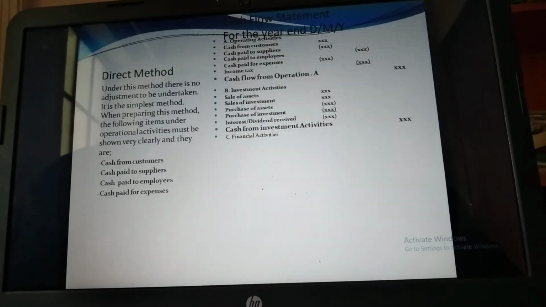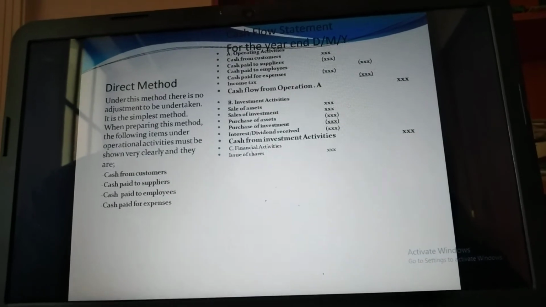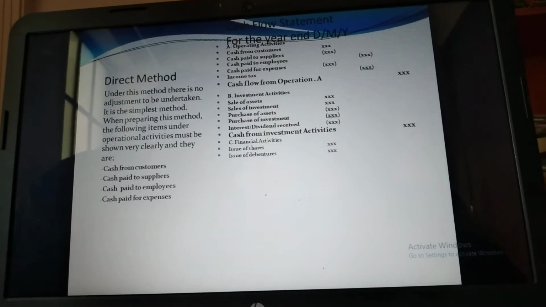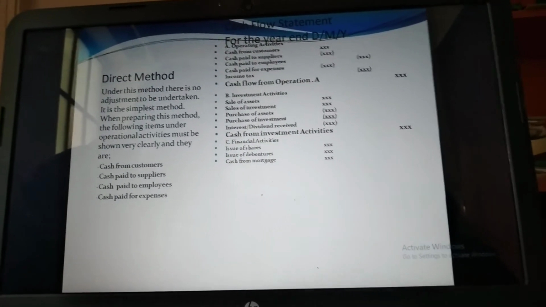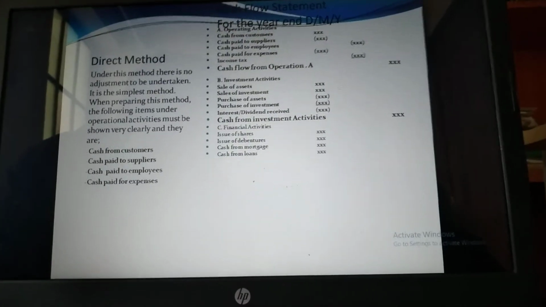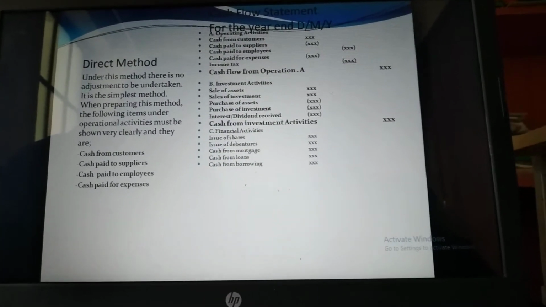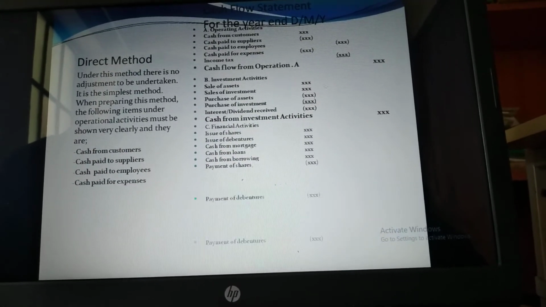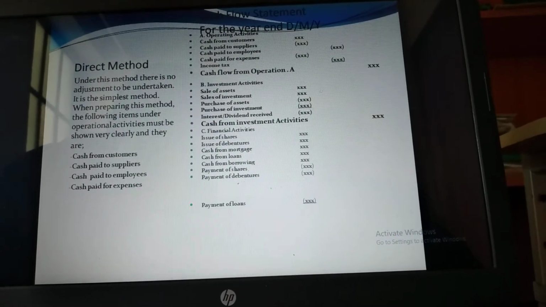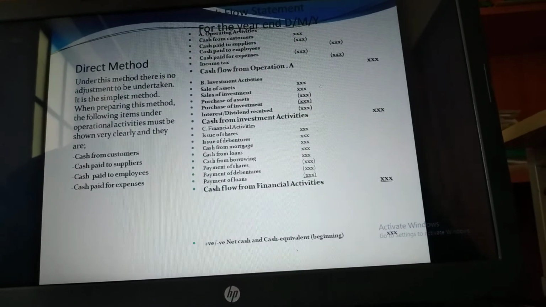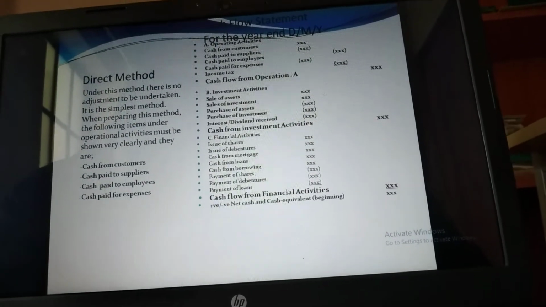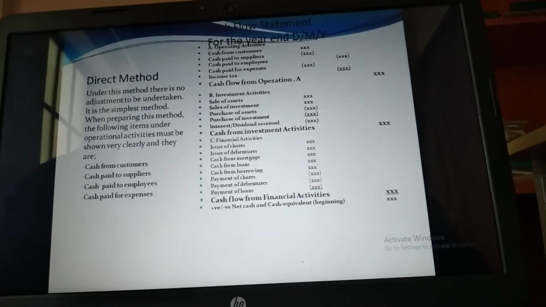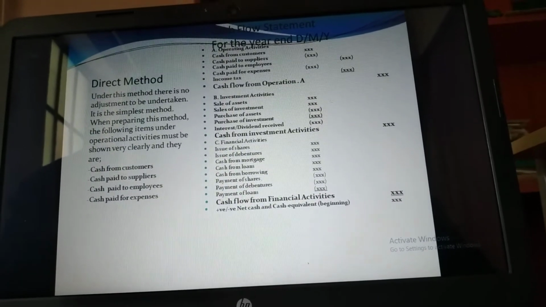Financial activities. In financial activities, we have issue of shares, inflow, issue of debentures, inflow, cash from mortgage, inflow, cash from loans, inflow, cash from borrowing, inflow, payment of shares, outflow, payment of debentures, outflow, payment of loans, outflow, cash from financial activities, which can either be positive or negative.